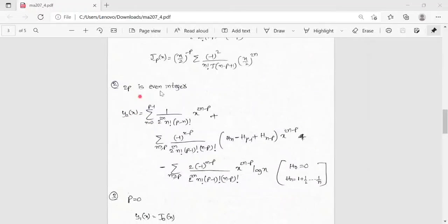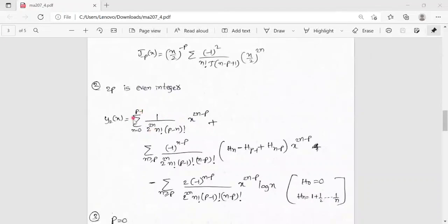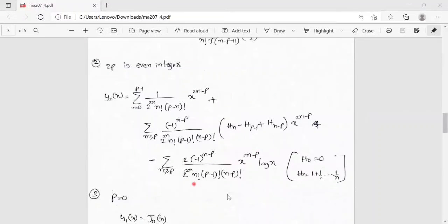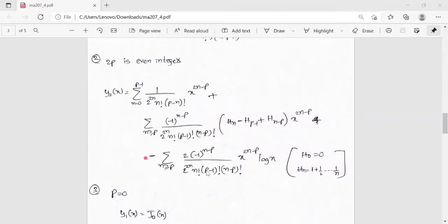And for 2p equal to an even integer, we get this second solution containing three terms. The first term is x power 2n minus p for n equal to 0 to p minus 1. The limit is important, and the coefficients are 2 power n n factorial, p minus n minus 1 factorial. And for n greater than or equal to p, we get the summation like this. In these two terms, the first term contains hn minus hp minus 1 plus h n minus p. Here hn means the summation 1 plus 1 by 2 plus so on up to 1 by n. And we have the third term containing the log function. This is the second solution for the Bessel equation.